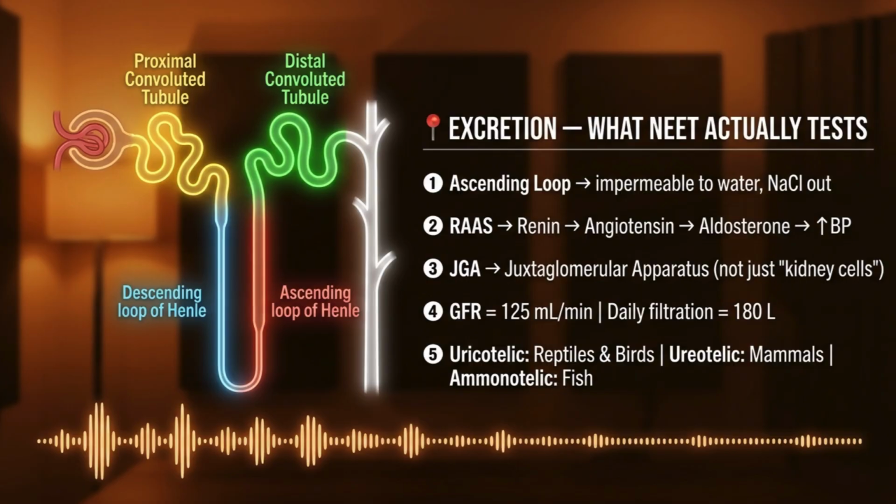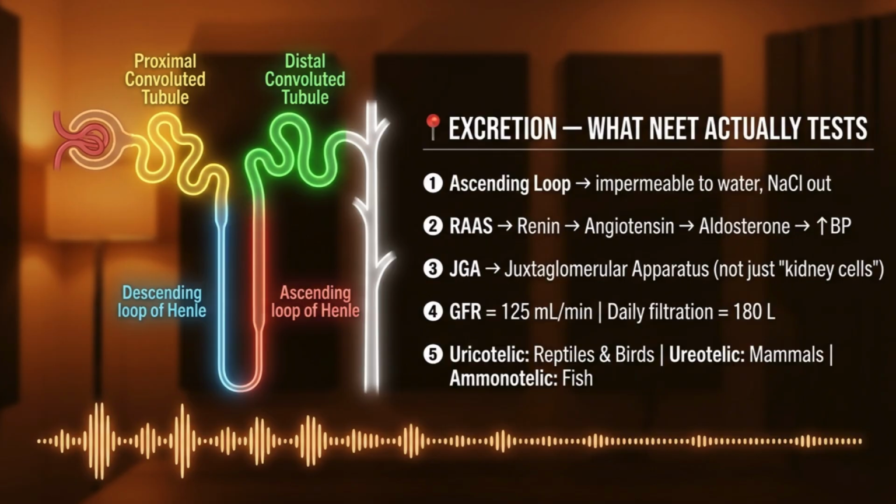The RAAS system is also a NEET favorite. Juxtaglomerular cells detect low blood pressure. They release renin. Renin converts angiotensinogen to angiotensin 1, which becomes angiotensin 2, which triggers aldosterone release from the adrenal cortex. Aldosterone increases sodium reabsorption. Blood pressure goes up. That full chain, memorize it like a story.